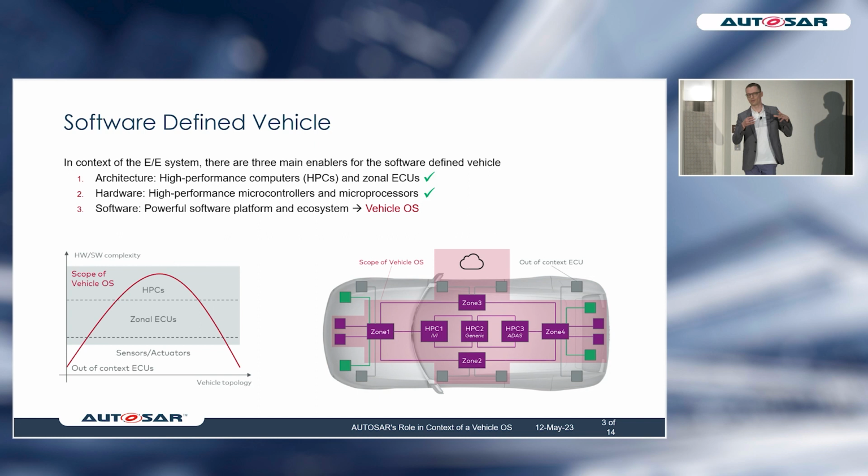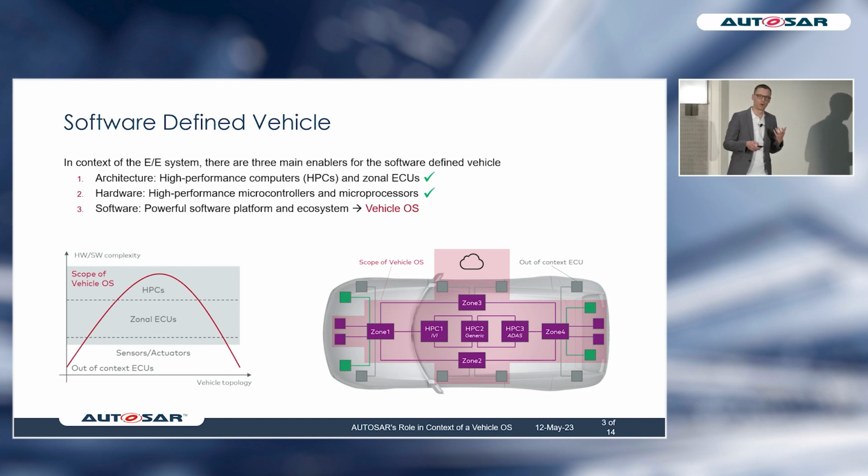If we have a look at the software-defined vehicle architecture, basically we are shifting hardware complexity, or EE system complexity, and moving that to the centralized units. So it's not a surprise that the software complexity in these units is increasing, and we need a solution for that. And this is what we call vehicle OS.